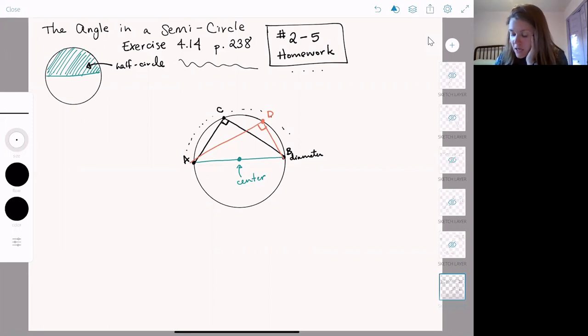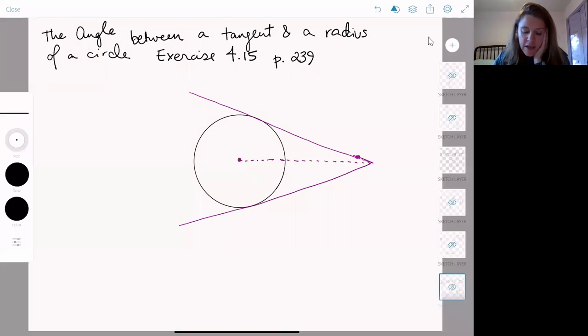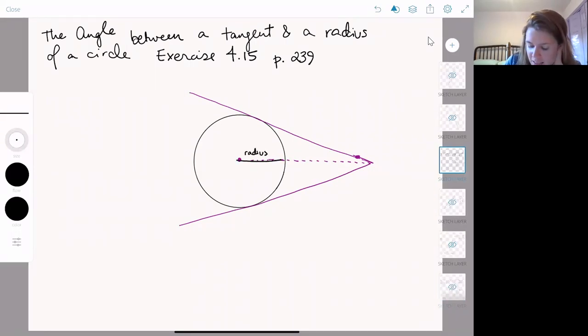Now we're going to take a look at the other exercise that I want to do with you, and that is going to be exercise 4.15 on page 239. And this is about the angle between a tangent and the radius of a circle. So we are already familiar with this word radius. A line is tangent if it touches the circle on only one point.